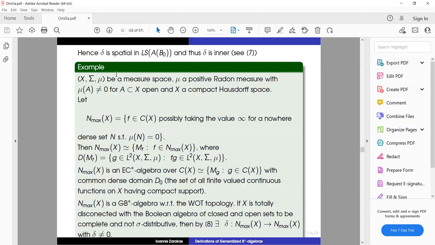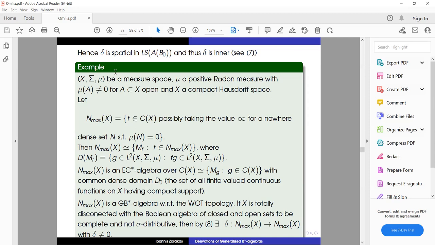The next example is an example of a GB*-algebra which is commutative, yet it has a non-zero derivation, which means that the situation is different from the C*-algebra case. So we can possibly have a GB*-algebra being commutative and yet having a non-zero derivation.